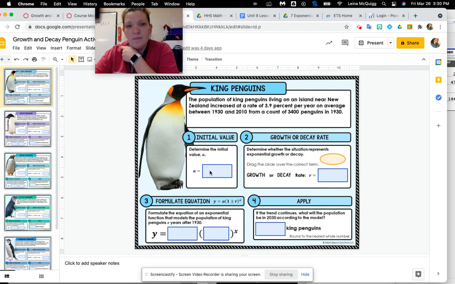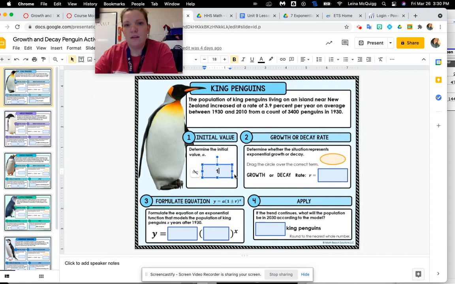So in A, is it going to let me type here? I'm going to write 1930. We had 3,400 penguins. Let me stop mirroring. Maybe that will help. Okay.